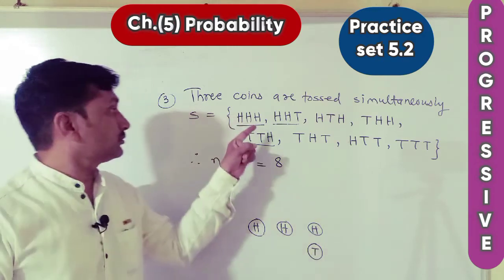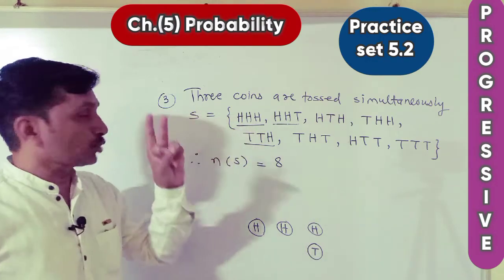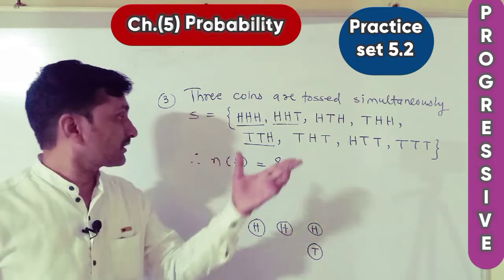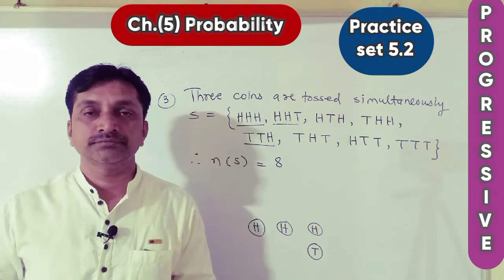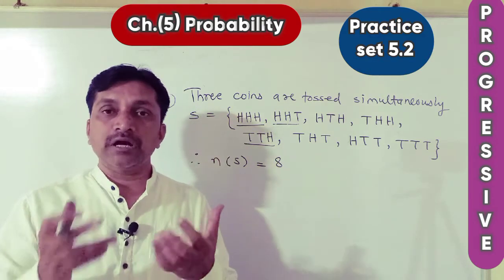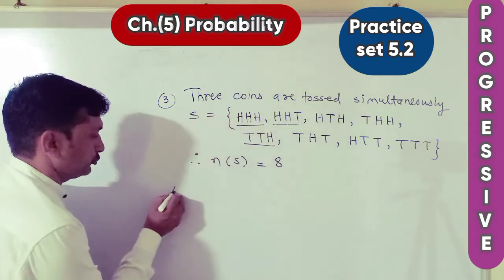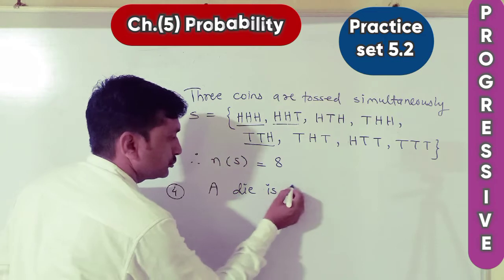If one coin is tossed, n(S) is 2. Two coins are tossed, n(S) is 4. Three coins are tossed, n(S) is 8. After that, suppose a die is thrown. Fourth, a die is thrown.